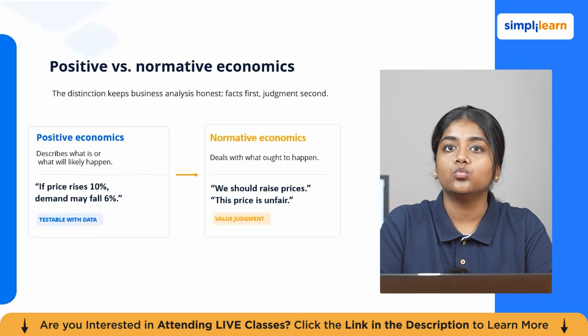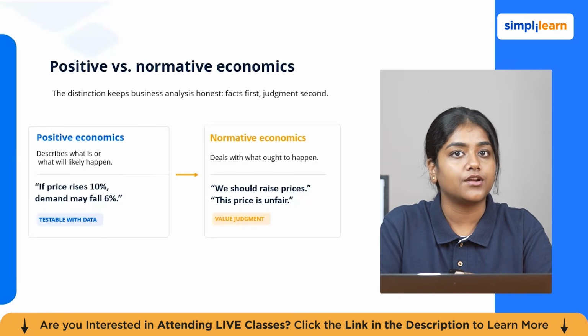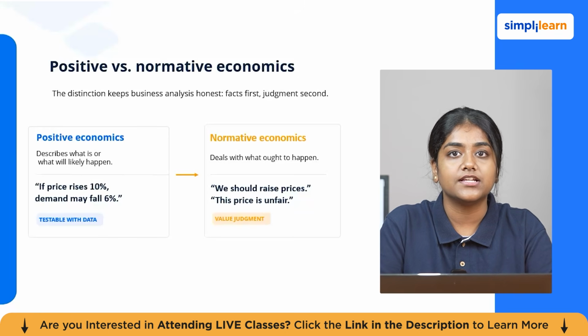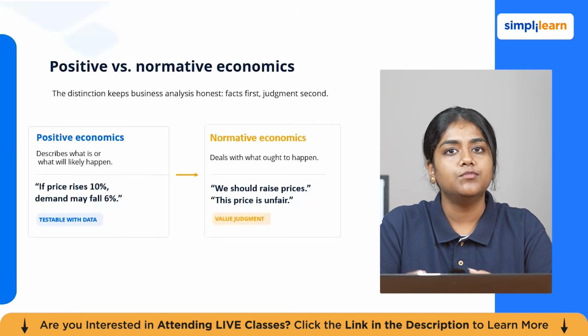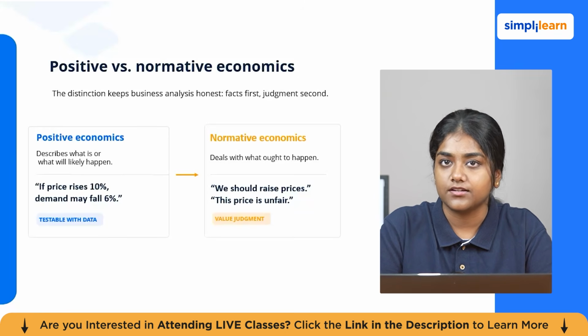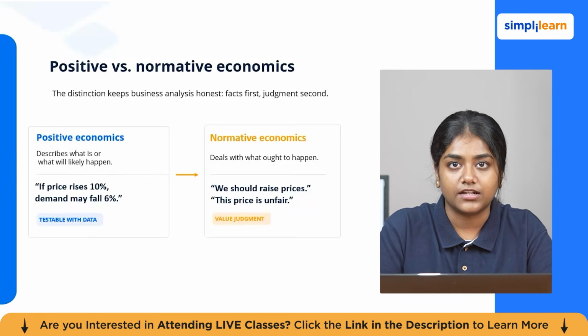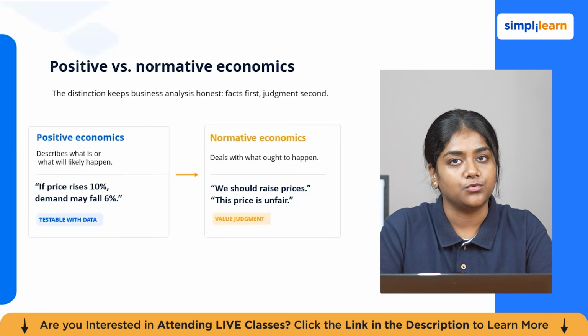So business economists work primarily in positive economics. Their job is to analyze what will happen under different scenarios. If we raise price, or if we launch in a new city, or if input costs rise by 15%, then they hand that analysis to business leaders, who combine it with company values, risk appetite, and strategic priority to decide what the business should actually do.